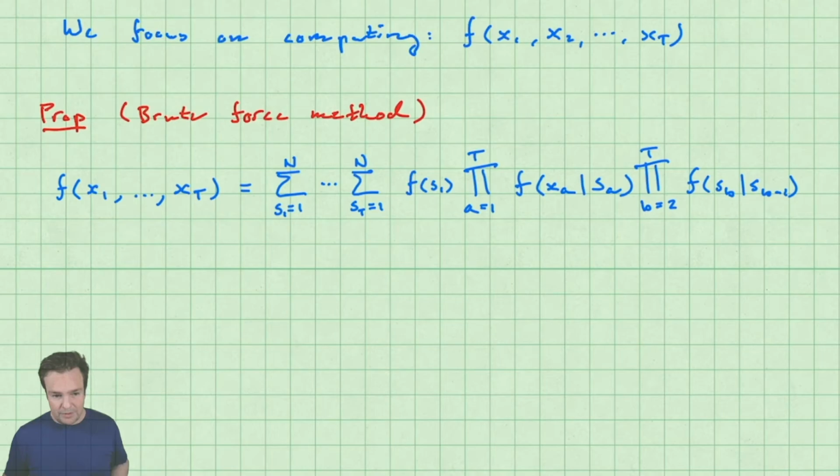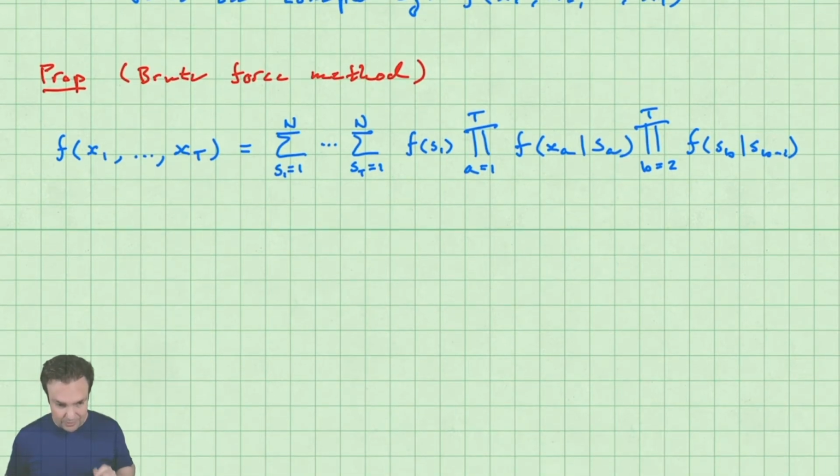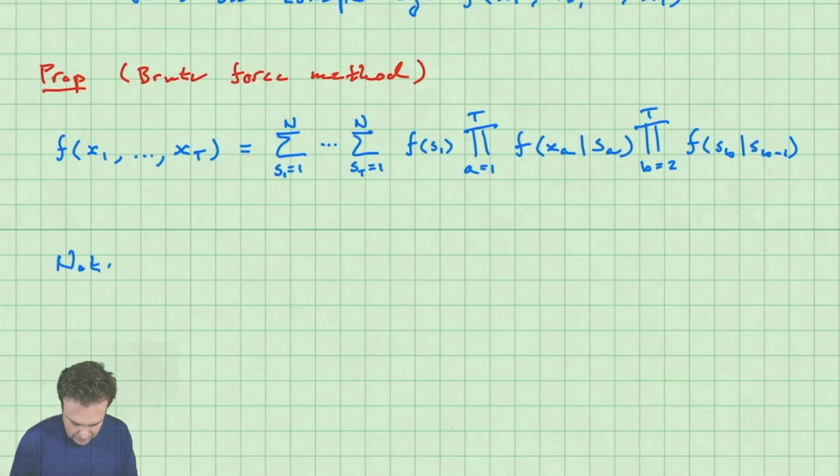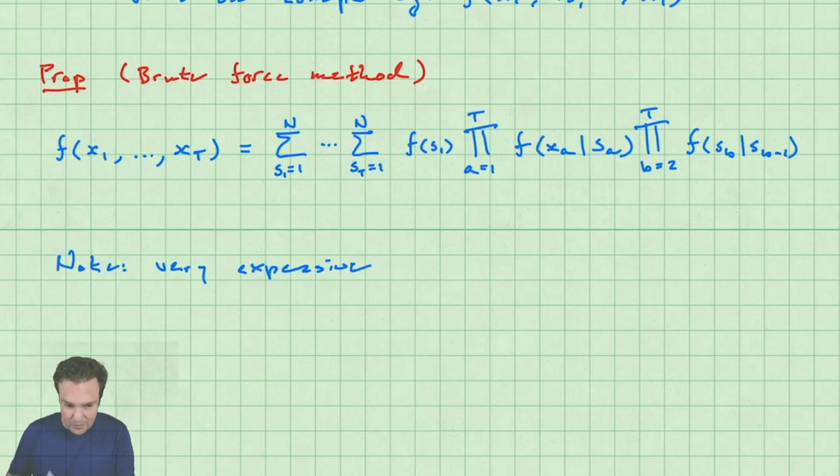But so this is the so-called brute force method. And before we kind of talk about it, well, we won't do the proof today, but I want to now just pause and think about what we see here. So notice a couple of things here. So first of all, this is very expensive. Computationally expensive.